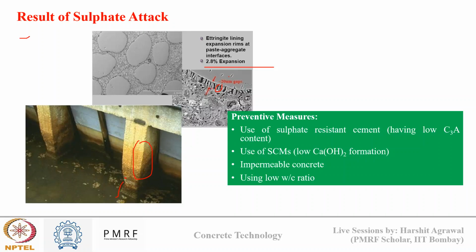Okay, now how to prevent sulfate attack? There can be different ways, or ways to delay sulfate attack. We can use sulfate resisting cement which has low C3A content. We can use SCMs which have low CH content. We can make concrete impermeable, or we can use a low water to cement ratio which will reduce the porosity of my concrete. So making concrete impermeable or reducing the CH content or reducing the C3A content can all have a positive effect on delaying the sulfate attack or reducing the risk of sulfate attack.